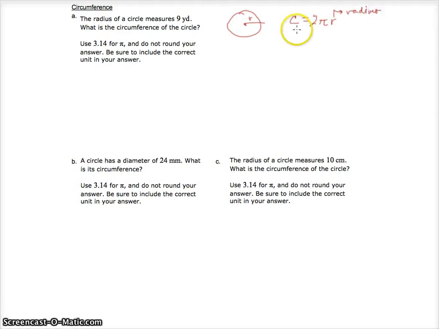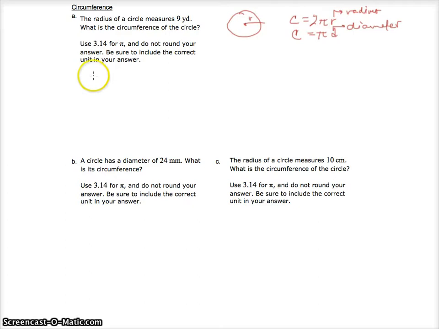And we have circumference equals pi d, where d is the diameter. We want to use whatever formula matches up our circle the best. Well, here I have the radius, so I want to use the formula for the radius.